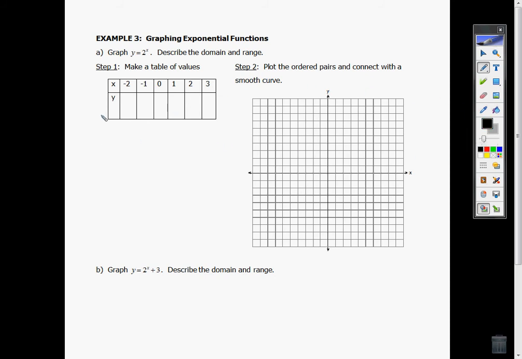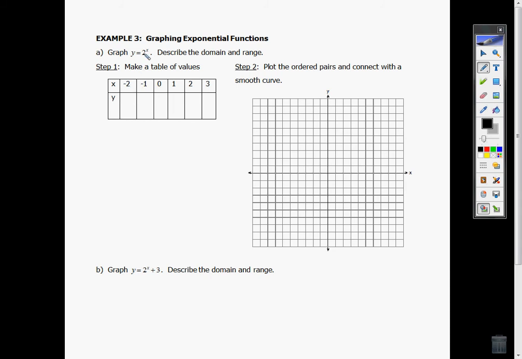Okay? I have a table somewhat set up here. I've chosen some x values somewhere around the origin. That's generally a good place to start. It's where most of the action happens. So I'm going to take my equation that I'm looking at, y equals 2 to the x, which again is an exponential function, and I'm going to start substituting these x values in. I'm going to substitute them in, see what the output y is.